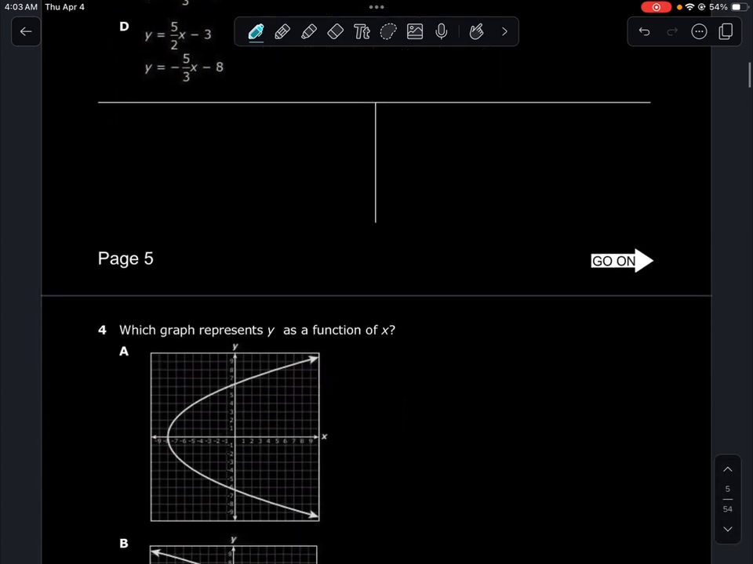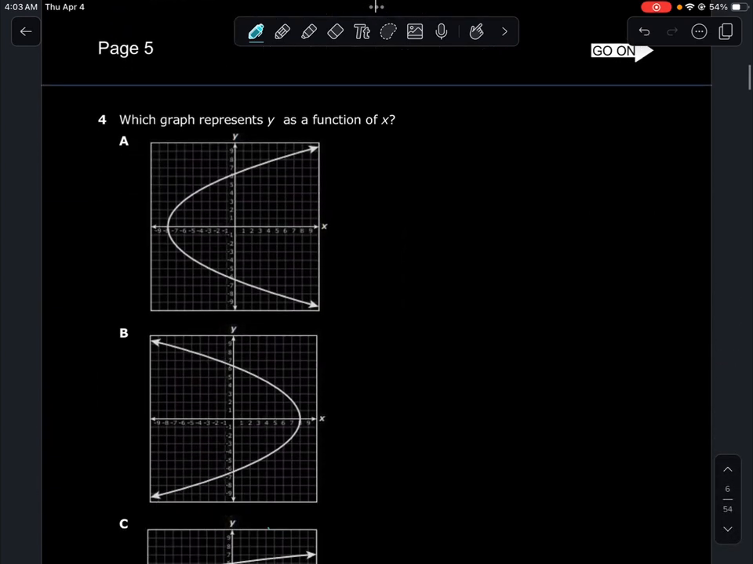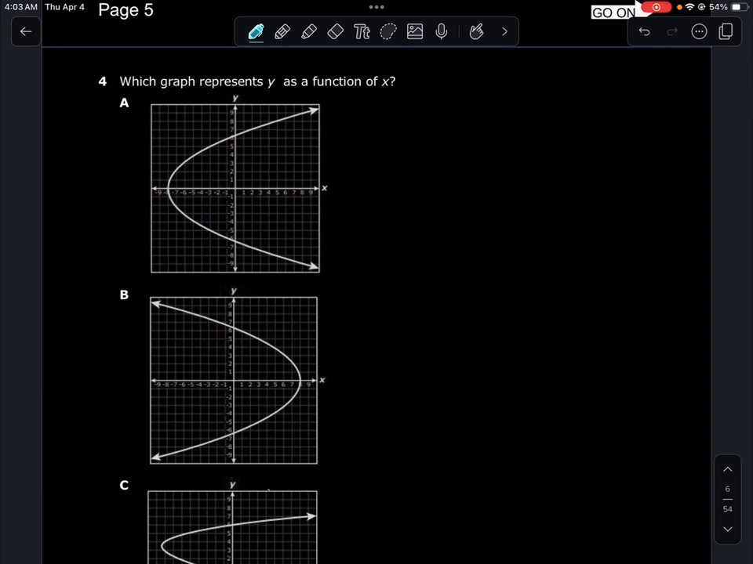Okay. Let's go to number 4. Which graph represents y as a function of x? Okay, we know that we can answer this one utilizing the vertical line test. Let's see if the first one passes. It doesn't pass. I have 2 points. That's not a function.